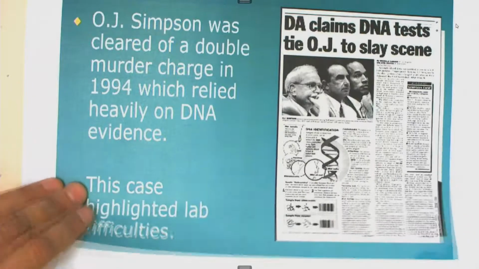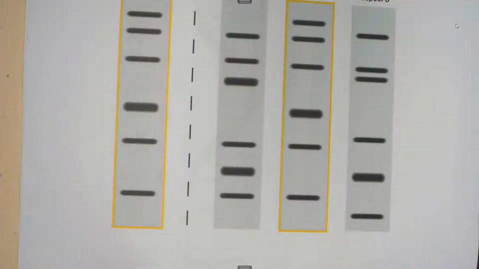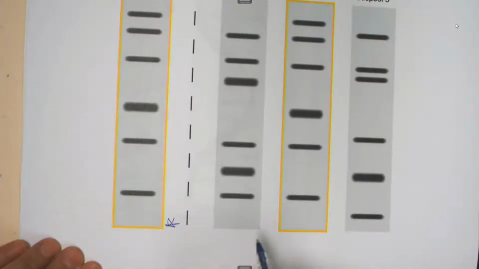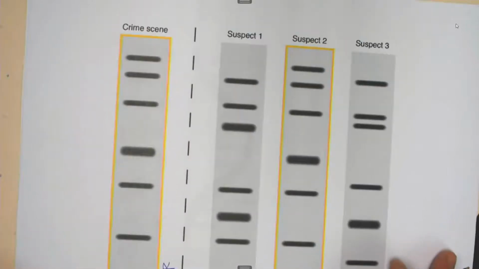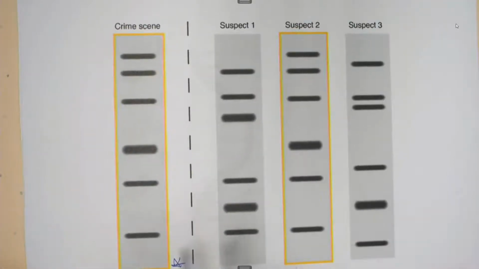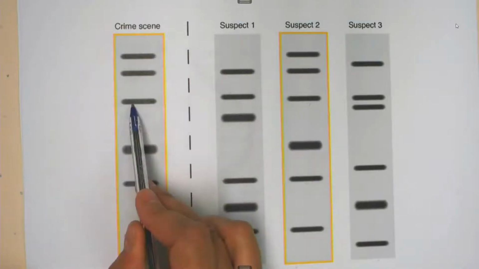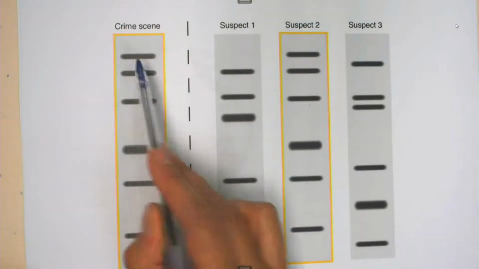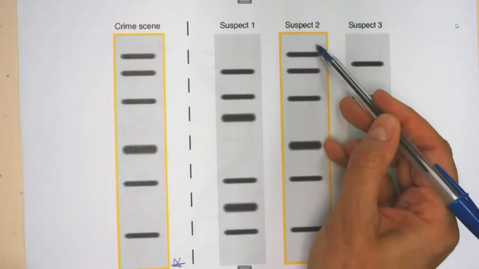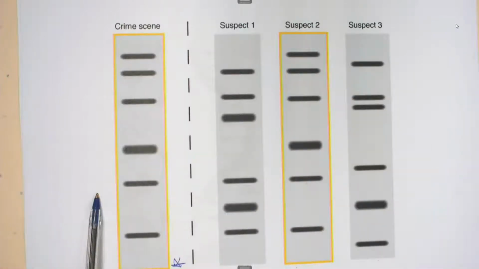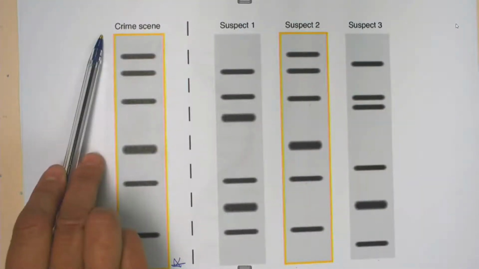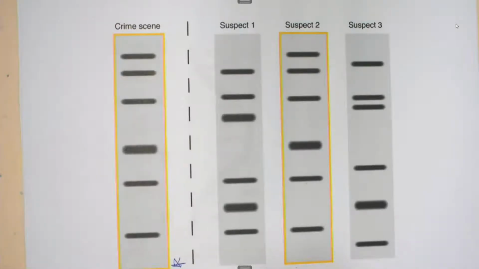All right. Another picture, just to try again to make sure you understand. Crime scene. Suspect 1, suspect 2, suspect 3. And immediately you can see already that these bars, they match. All of the bars in the sample for suspect 2 match with all of the bars in the sample for the crime scene. So obviously then suspect 2 will be your guilty party.